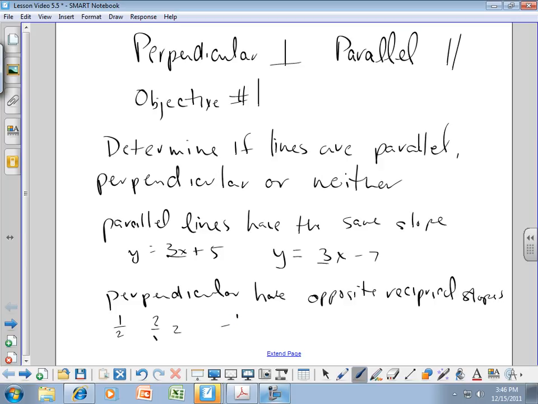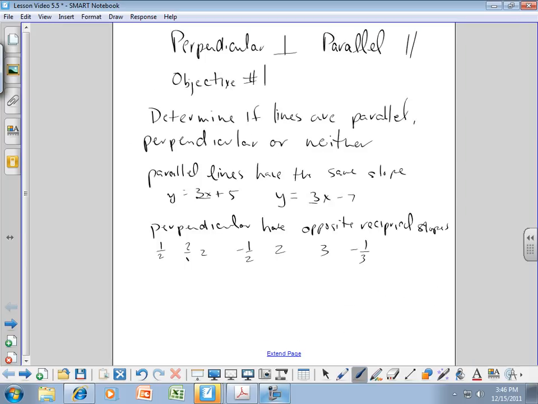Okay? So if I said one line has a slope of negative 1/2, the slope of a line perpendicular to that would have a slope of 2. Flip it and make its sign its opposite. Okay? What if I had a slope of 3? What would be perpendicular to a slope of 3? Well, flip it, that's 1/3, and then make it negative because it was positive here. So by looking for same slopes or for opposite reciprocal slopes, we can tell if two lines are indeed parallel, perpendicular, or neither. Okay?